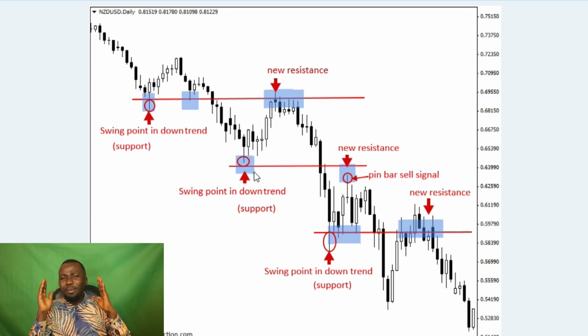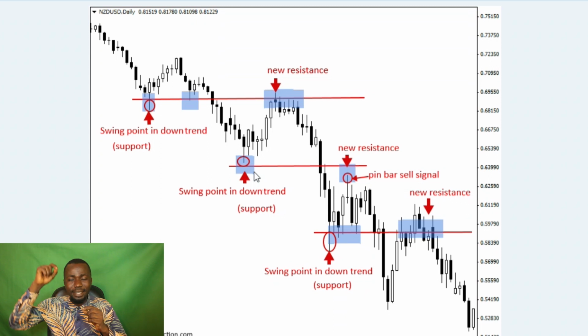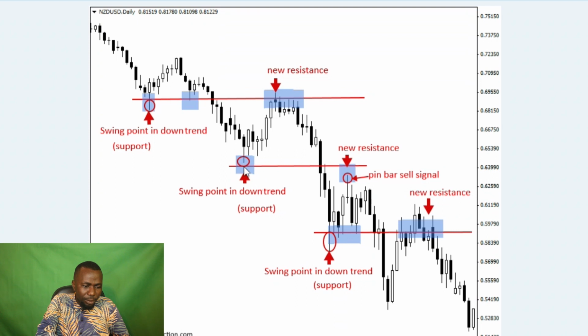Like I said, any point where the price reverses, that point becomes a support level. If the price is in a downtrend, the point where that price reverses from becomes a support level. So the price now got to this point and then reversed again. So this point now becomes a support level. So like I told you, whenever the market is in a downtrend, always follow the trend.